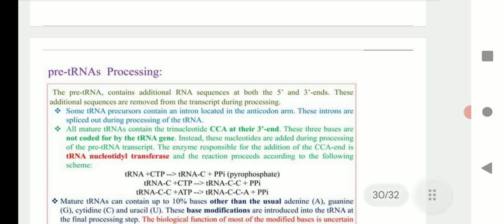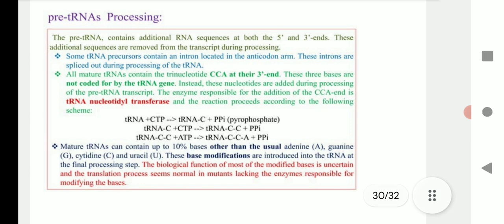All these pre-tRNA are processed by removal of the introns. Some tRNA precursors contain introns nearer to the anticodon regions. These introns are spliced out during the process of tRNA processing. All mature tRNA contains a CCA terminus at the 3' end. What is the difference between prokaryotic tRNA and eukaryotic tRNA? Prokaryotic tRNA is devoid of a CCA terminus, whereas eukaryotes contain a CCA terminus at the 3' end.